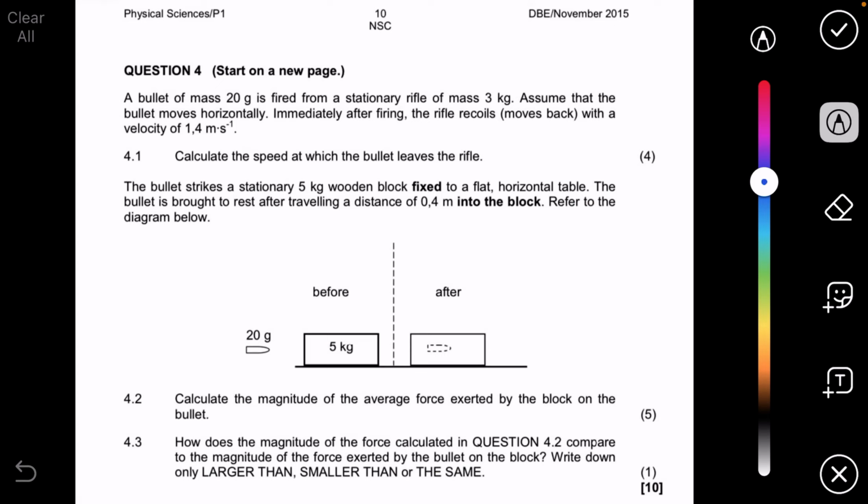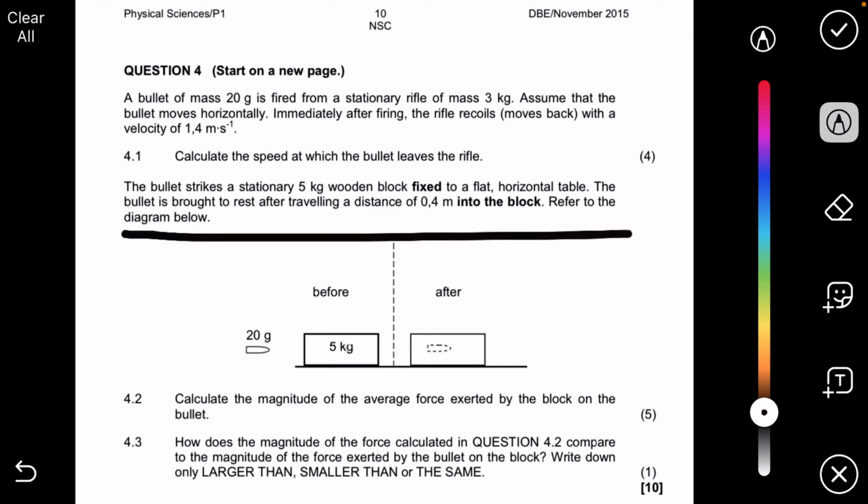So now let's move on with the question. Ladies and gentlemen, we are given another statement over there. They say the bullet strikes a stationary 5-kilogram wooden block fixed to a flat horizontal surface or table. Very, very important, ladies and gentlemen. The bullet is brought to rest after traveling a distance of 0.4 meter into the block.